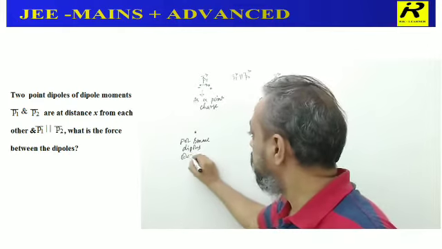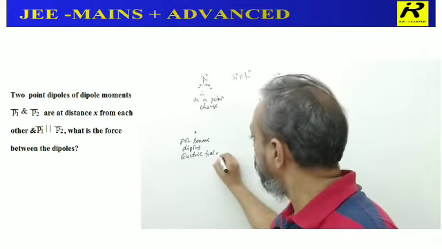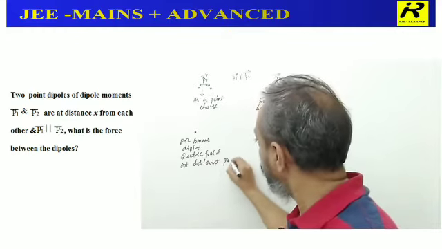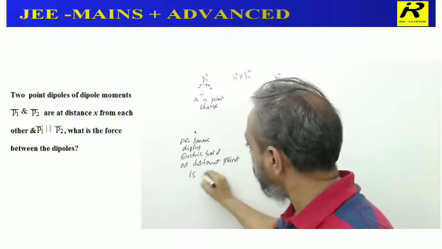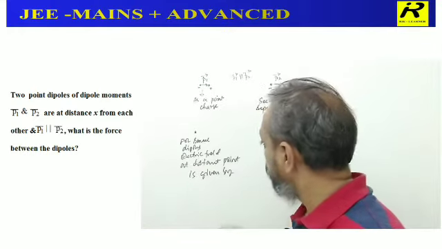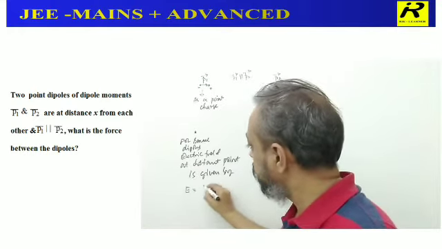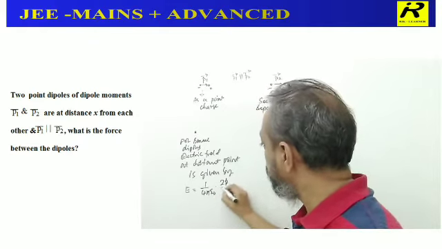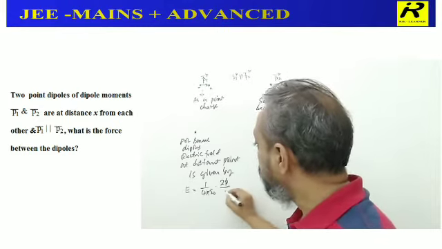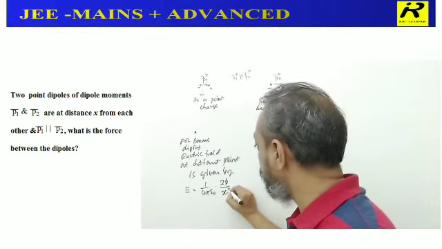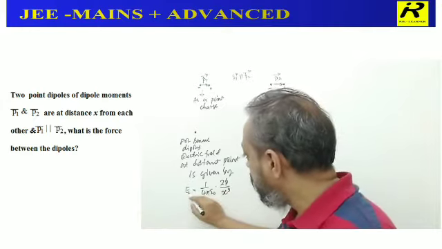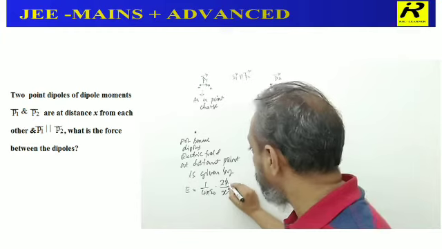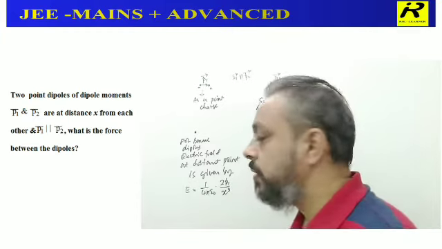the electric field at a distant point is given by E equals 1 by 4 pi epsilon O into 2p divided by the square of the distance. Here we are using a distance x, so make it cube, and further I am finding this electric field due to the first dipole moment, that is P1.